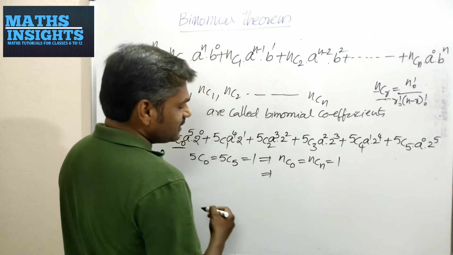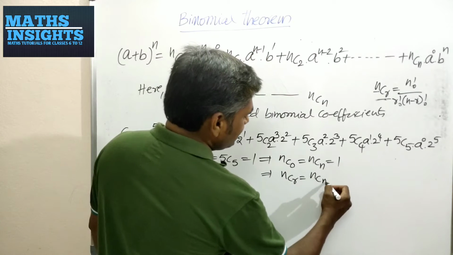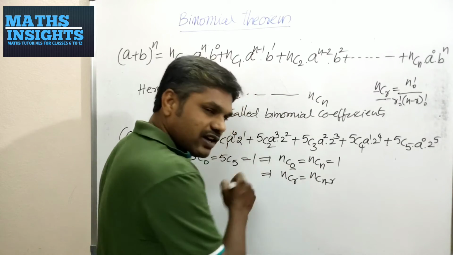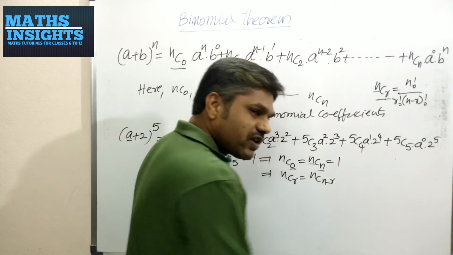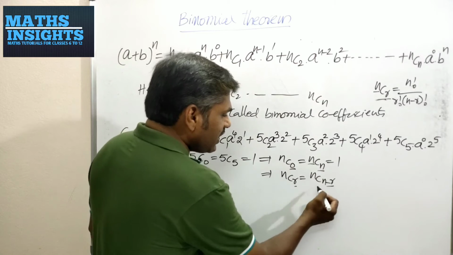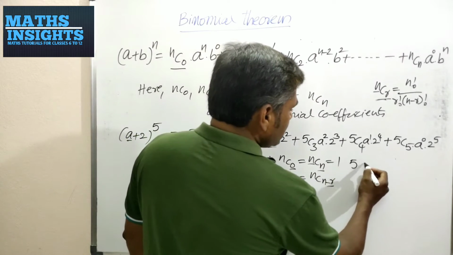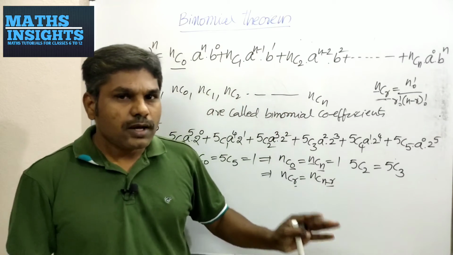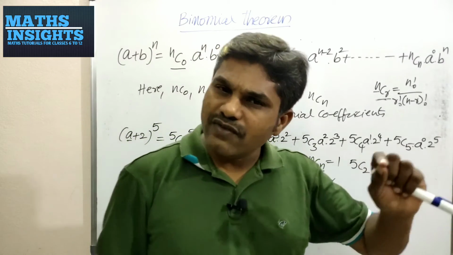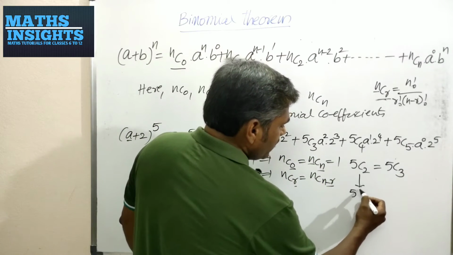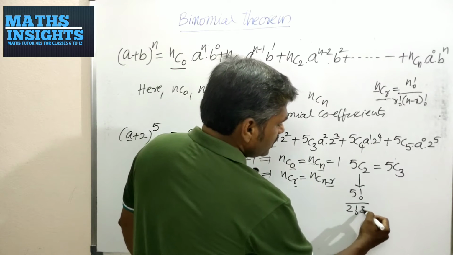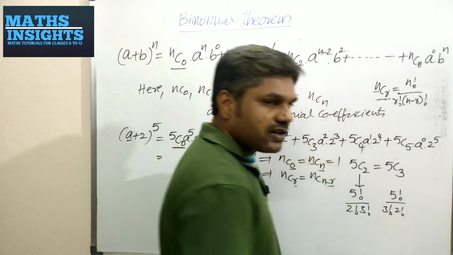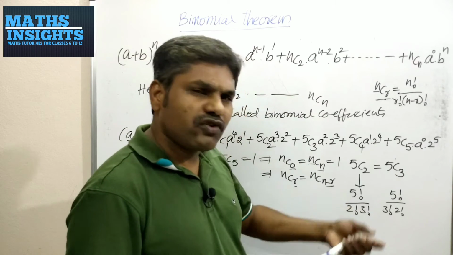From this you may learn that nCr is equal to nC(n minus r), but it is not equal to 1. When r is 0, this value is always 1, and when these two are equal, its value is also equal. nCr is equal to nC(n minus r). For example, I am taking 5C2 value is equal to 5C3 value. What is the value we don't know, but the coefficients 5C2 and 5C3 will have the same values. Why? Because if you find 5C2, this is 5 factorial by 2 factorial into 3 factorial. If you see 5C3, this is also 5 factorial by 3 factorial into 2 factorial, (n minus r). So both are same, but we don't know what is that value.